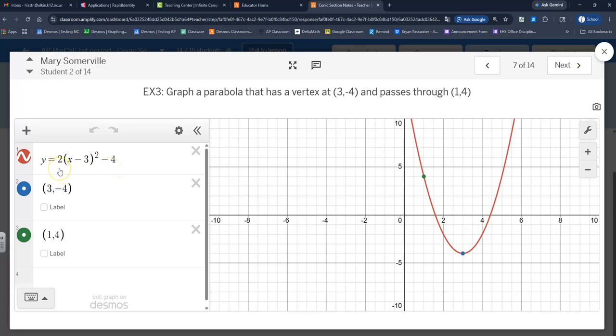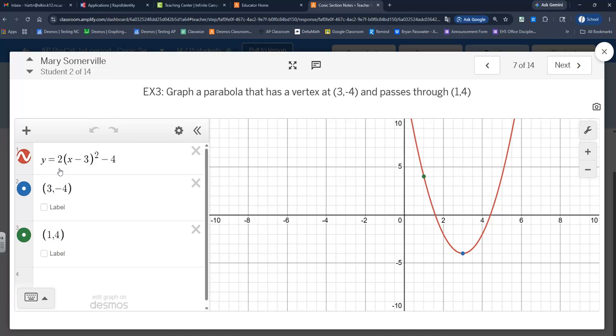And then you can kind of just play with that number out front until you get it to go through that point that you're looking for. There are algebraic ways to do it, but we won't get into those. Most of what we're going to be doing is knowing the general shape and playing with it to get it to work, which is still actually very important mathematically.